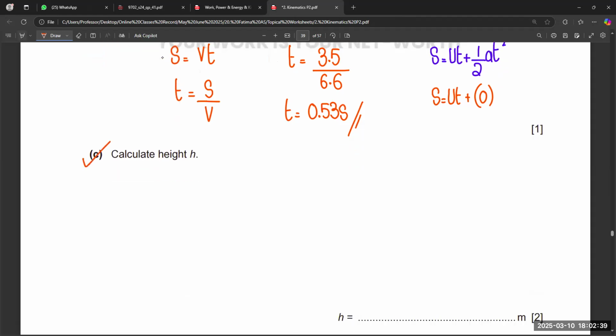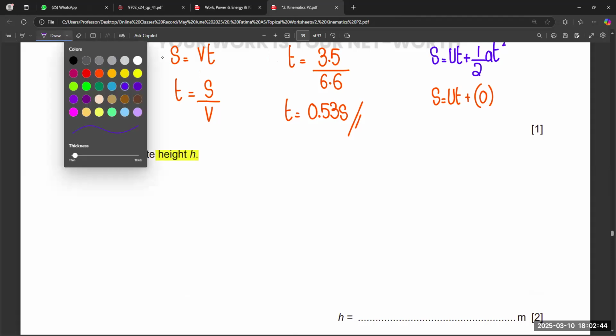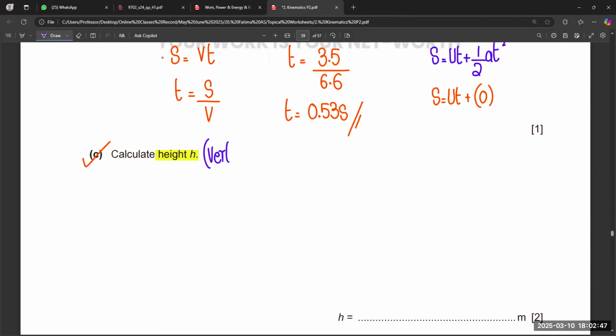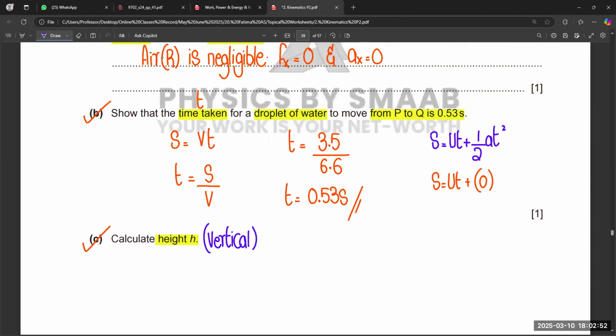And C part, calculate the height. So height means they are talking about the vertical component. And in the previous part, we used the horizontal component. So when we are working with a horizontal component, we use only the values of horizontal components. And when the vertical component is given, we use the value of vertical component only, not any other.